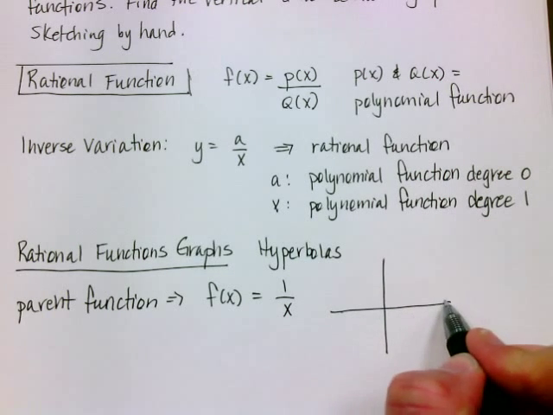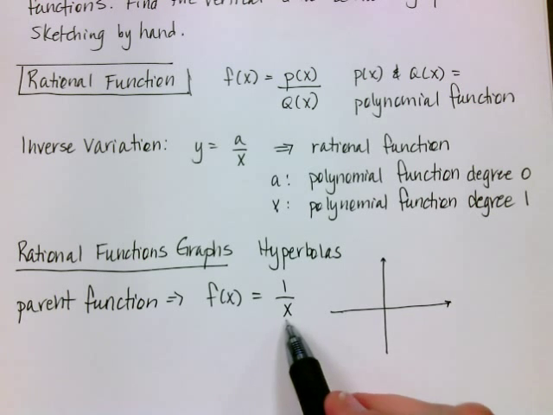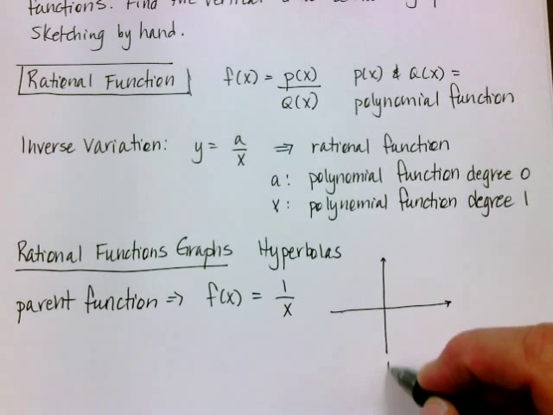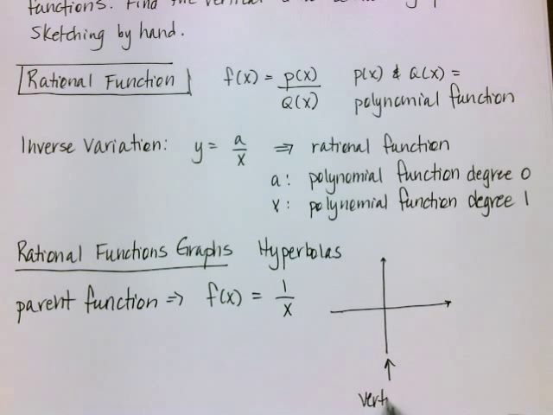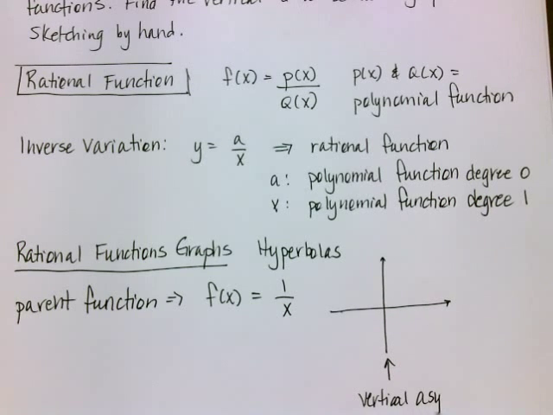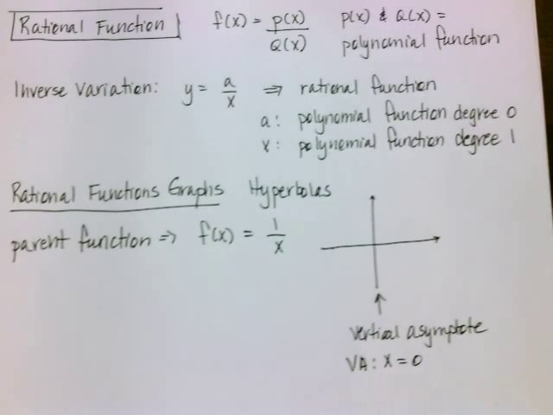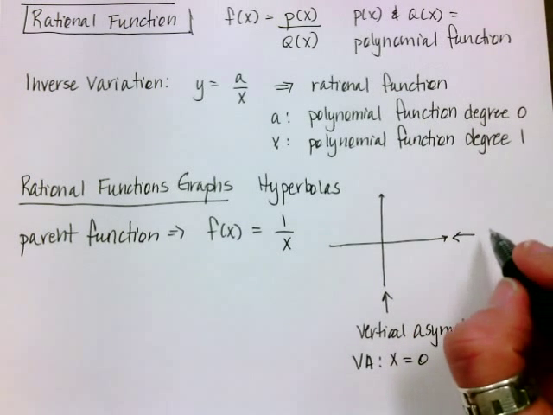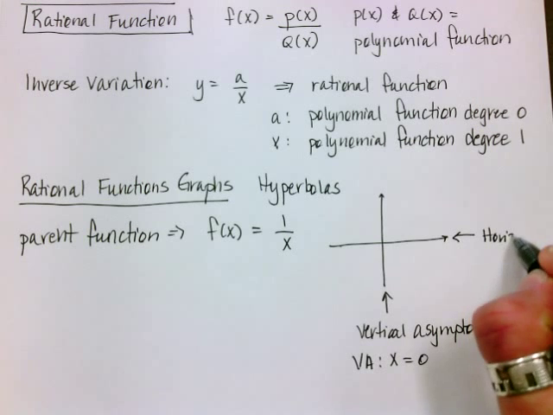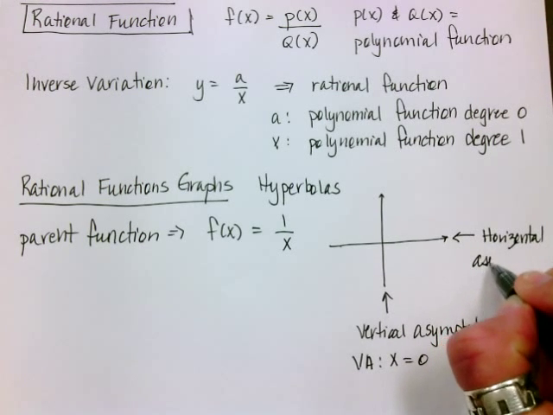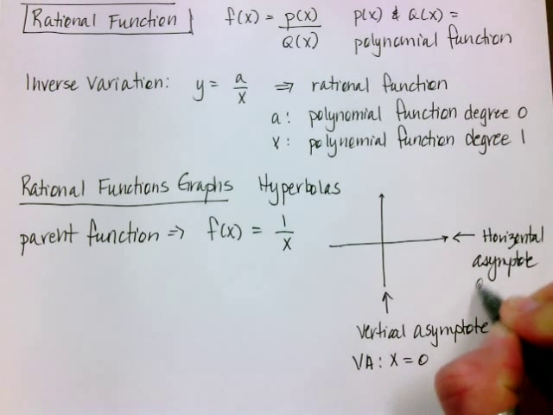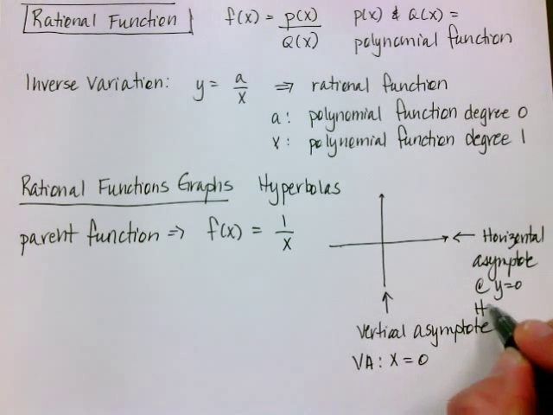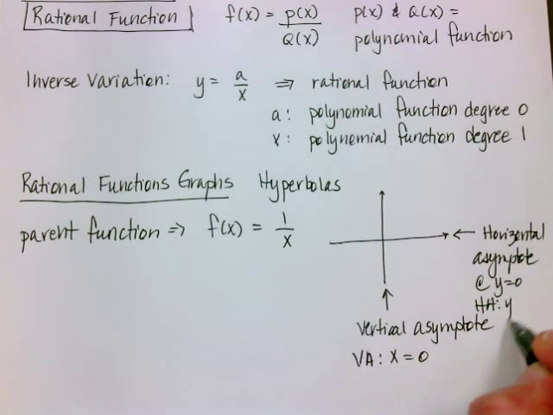If you'll notice, when you graph this on your grapher, we're going to be doing some by hand, I can't have a 0 in the denominator. What that does is it creates a vertical asymptote. We're going to label it as a VA, and we're going to write it as an equation, x is equal to 0, because all asymptotes are an equation. It also has a horizontal asymptote at y is equal to 0, so we would say that the horizontal asymptote HA is going to be y is equal to 0.